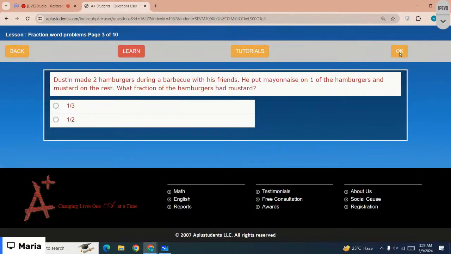Dustin made two hamburgers during a barbecue with his friends. He put mayonnaise on one of the hamburgers and mustard on the rest. What fraction of the hamburgers had mustard? Which is the correct option?